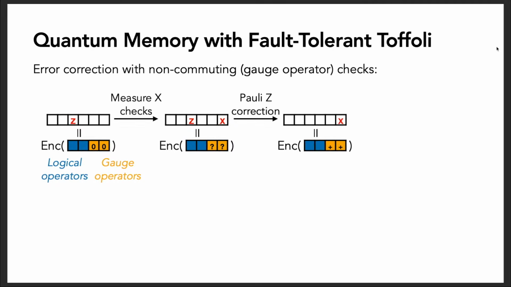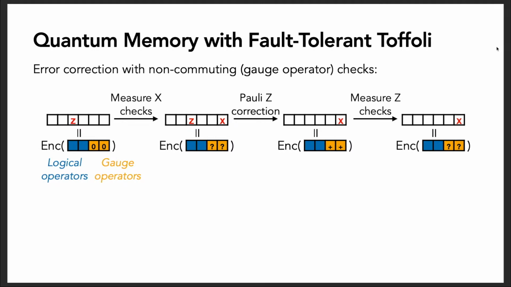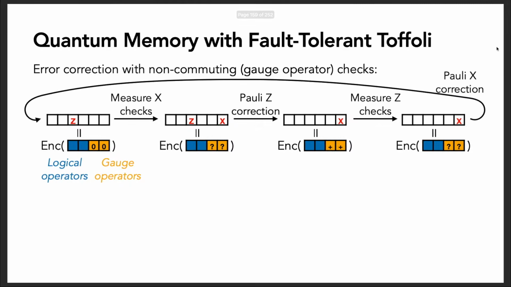And then we'll do the same thing in the other basis. We could have some X errors arising, but we'll measure all of our Z checks, our Z gauge operators. This will again totally corrupt the gauge qubits, project them into some arbitrary state, but it will give us enough information that we can correct whatever X errors occurred and bring us back to our starting point.